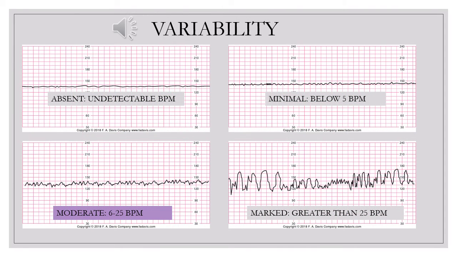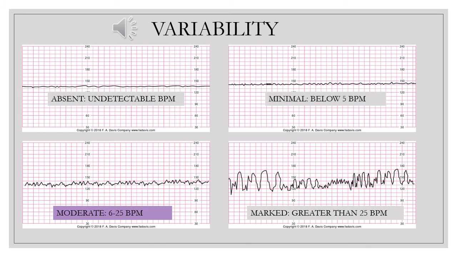So the last term we need to talk about is variability. Remember, variability is those fluctuations in the fetal heart rate baseline. Variability is the most important predictor of adequate fetal oxygenation and fetal reserve during labor. Moderate variability of 6 to 25 beats per minute is a strong indicator of fetal well-being at the time that it's observed. So you want to see a lot of moderate variability versus absent or minimal.